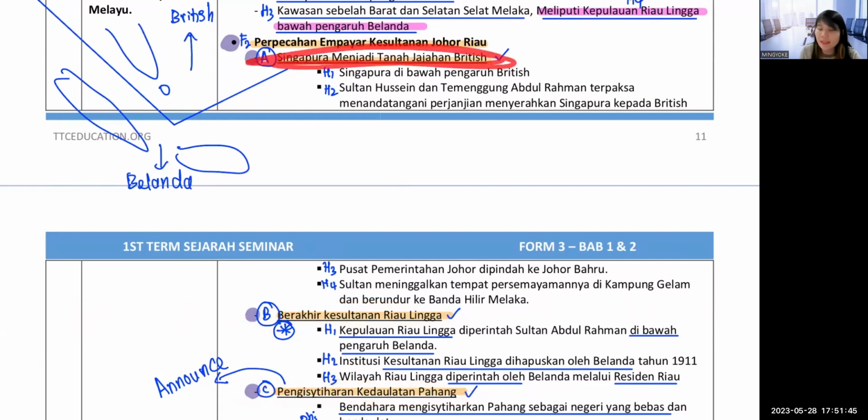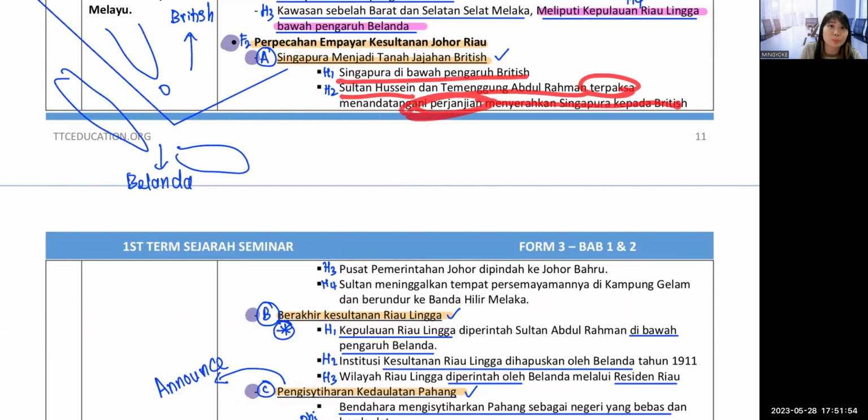Okay, Singapore under British, right? You can explain that Singapore under pengaruh British. Sultan Hussein and Temenggung Abdul Rahman have to sign an agreement to give Singapore to British. And the government center of Johor shifted to Johor Bahru. Finally, Sultan leave Singapore and went to Malacca.